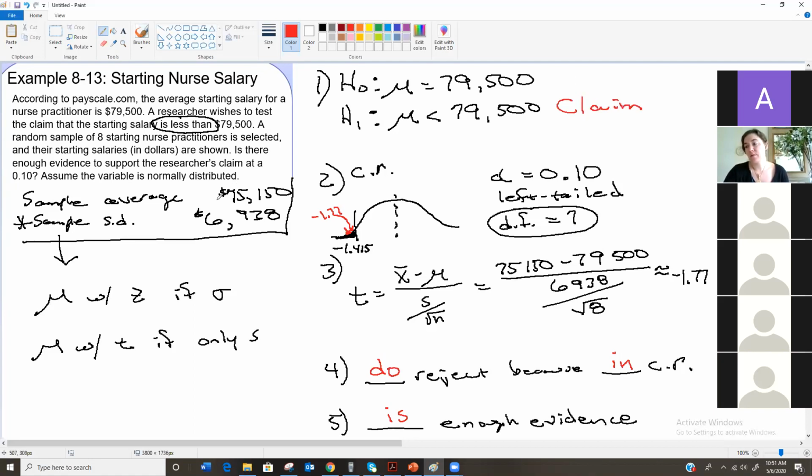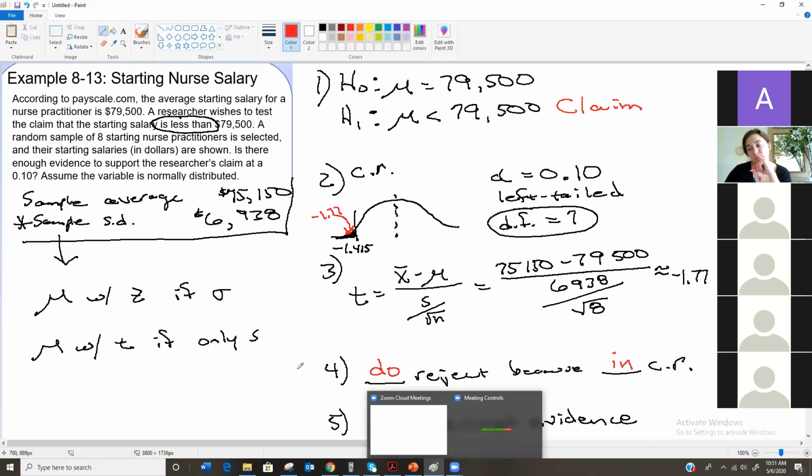that the average starting salary is less than 79,500. So again, remember, enough evidence means we have convicted the null hypothesis. We are rejecting the null hypothesis. We said you are found guilty, and we're doing that because there's enough evidence to support that. So we're rejecting this, which means that we have enough evidence.